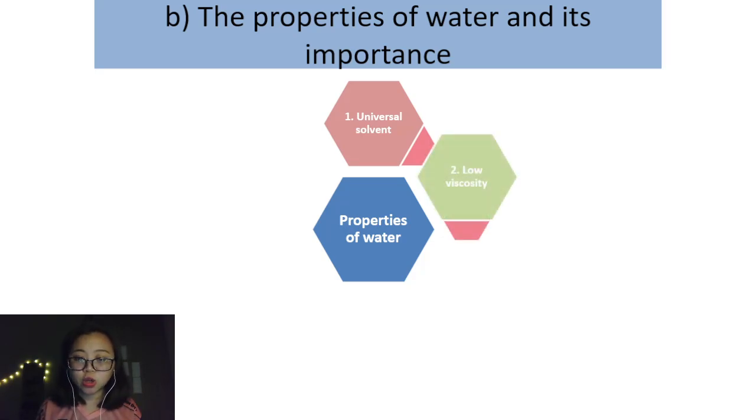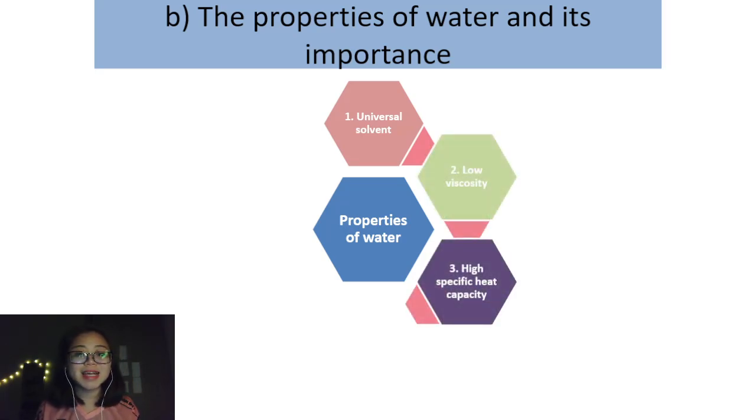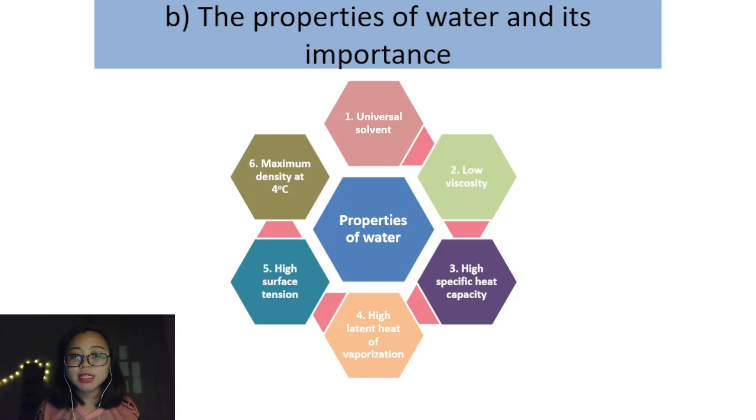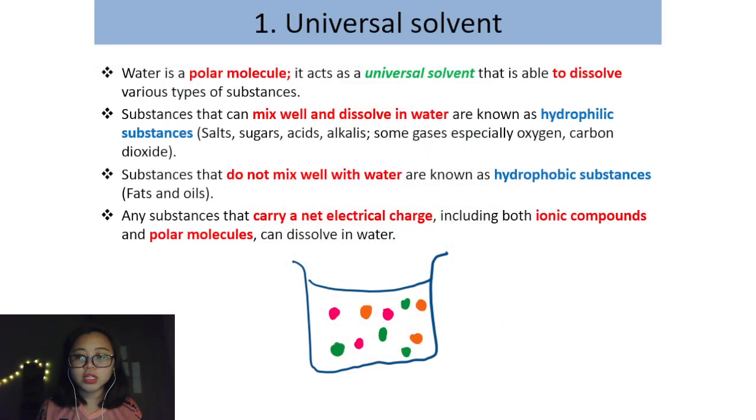Number 2, it has low viscosity. Number 3, it has high specific heat capacity. Number 4, it has high latent heat of vaporization. And number 5, it has high surface tension. And number 6, it has maximum density at 4 degrees Celsius. Let's look at all these stuff one by one. What makes water so unique? We are going to look at point number 1, water as a universal solvent.